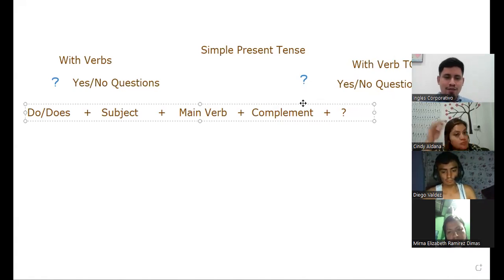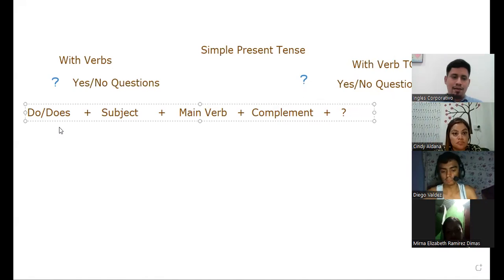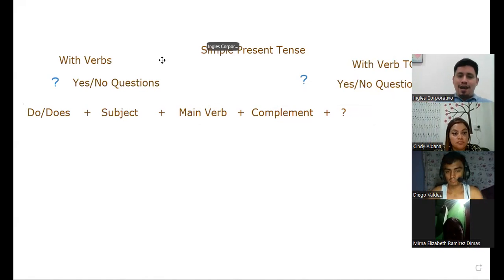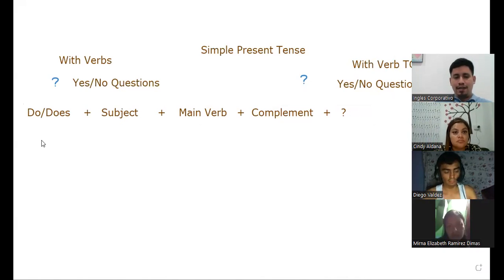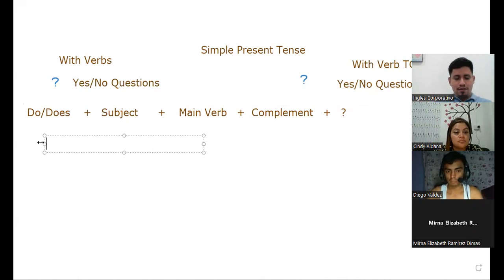Ahí tenemos nuestra fórmula para construir oraciones en presente simple, haciendo uso de los verbos regulares, los verbos que no son el verbo to be, ¿ok? So, if we write a sentence, for instance, do I play, or use does instead of do, I'm going to be using does, it's going to be better. Does he played soccer?